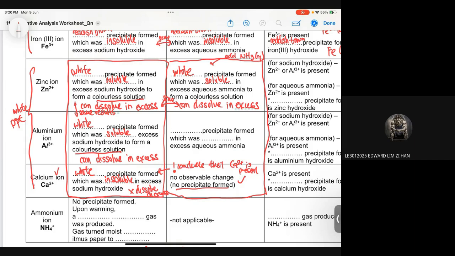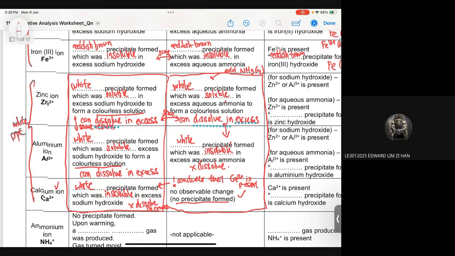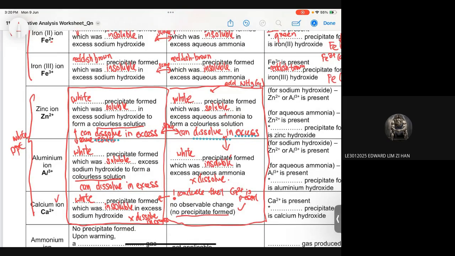For aluminum ion, you're going to have a white precipitate also, but in this case, it is insoluble in excess aqueous ammonia. So this one cannot dissolve. So you realize I can differentiate now between zinc and aluminum because if I add aqueous ammonia, the white precipitate forming for zinc will be dissolving in excess. For aluminum, it cannot be dissolving in excess. Okay? So being able to differentiate between the three different cations, the white precipitate ones, is important.